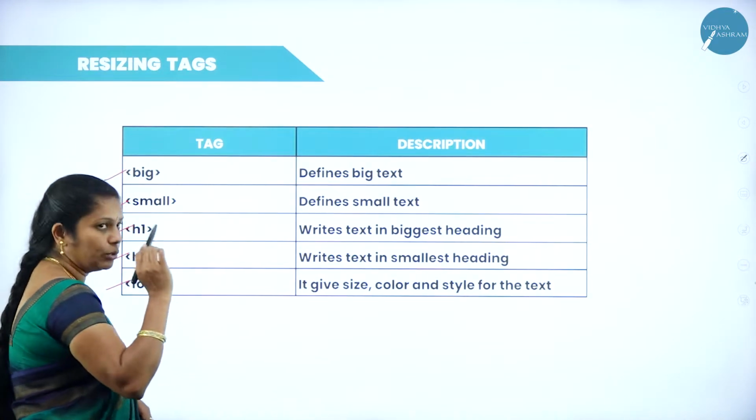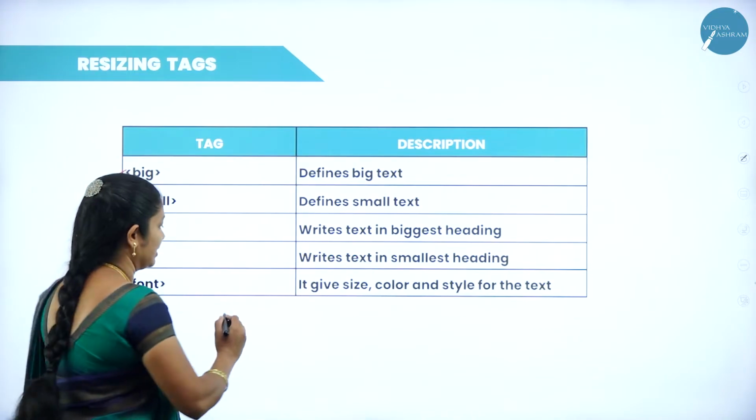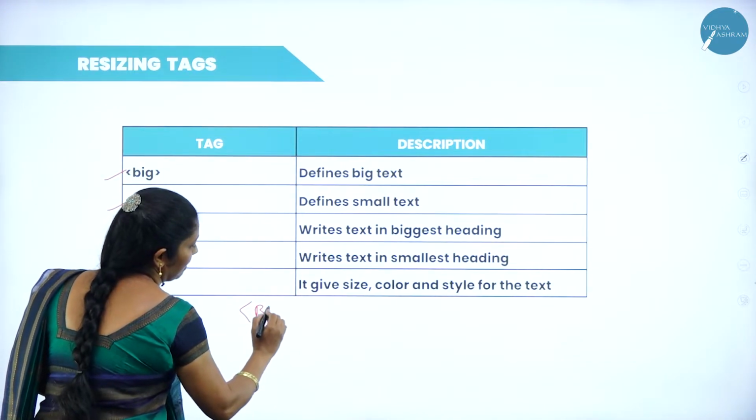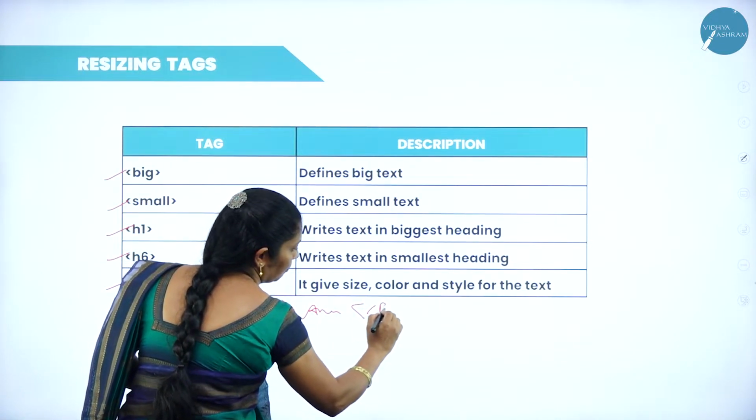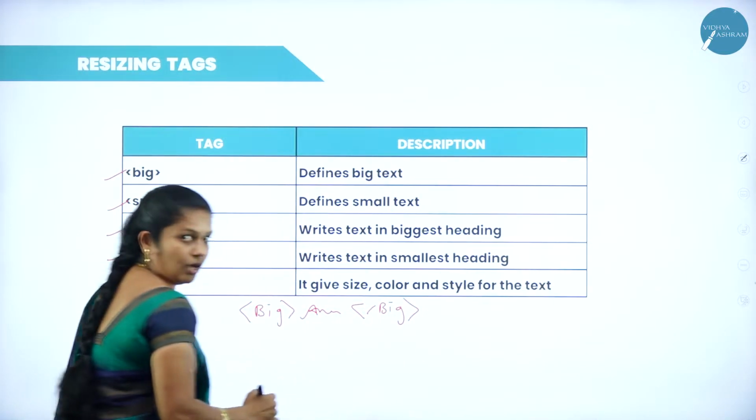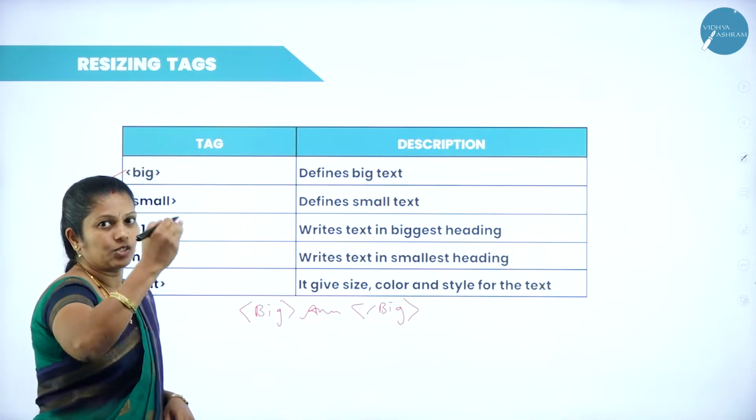For example, I want to display Anu with a bigger size. Then we have to use the big tag. Then we will write the text Anu, then close the big tag. Okay, from this I can display the Anu text with a bigger size.